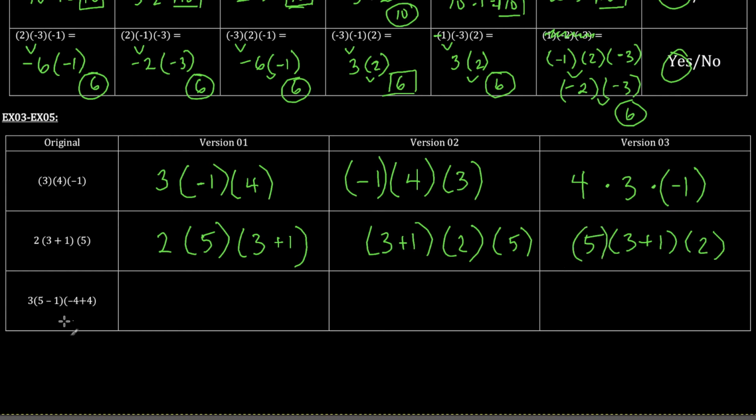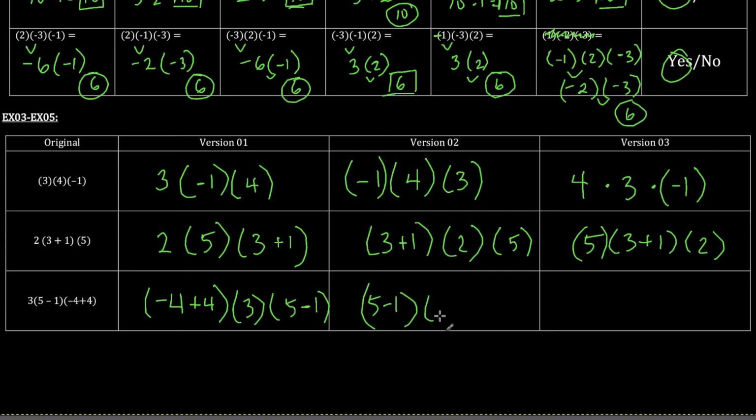And lastly, I have this 3 times parentheses 5 minus 1 close parentheses, and more parentheses, negative 4 plus 4. But I could have just, if I wanted to, started off with a negative 4 plus 4, and then multiplied by 3, and then multiplied by 5 minus 1, and I'll get the same answer. Let's start off with 5 minus 1 this time.